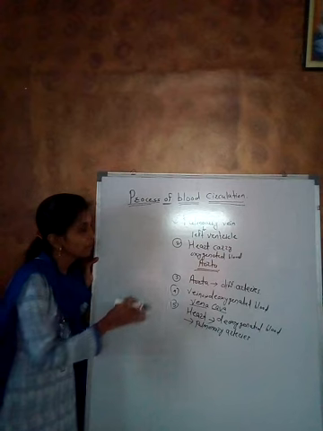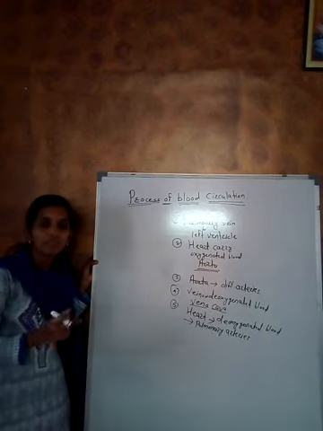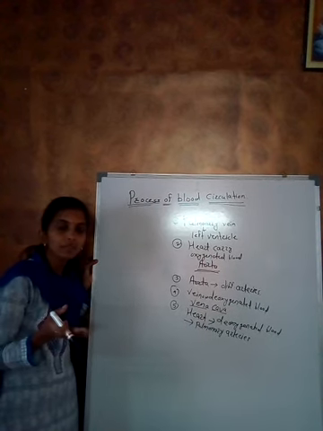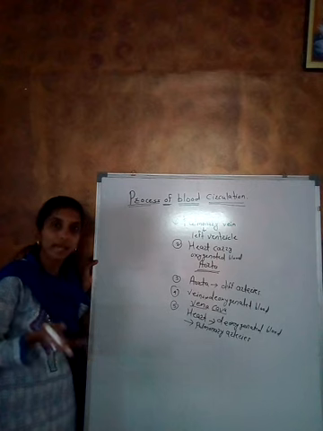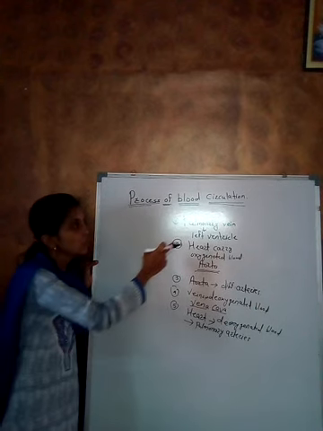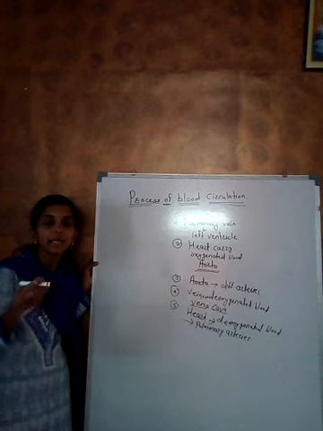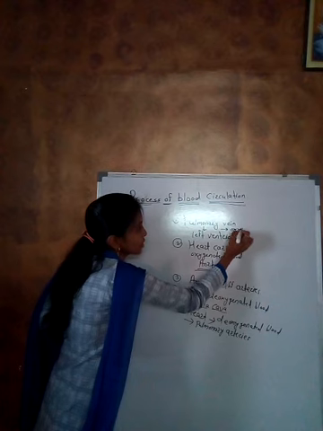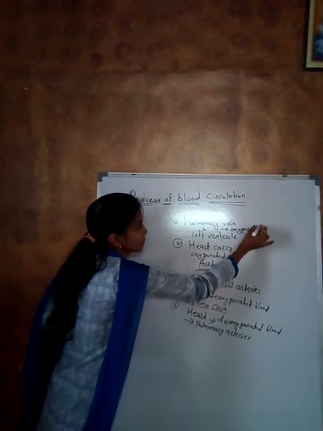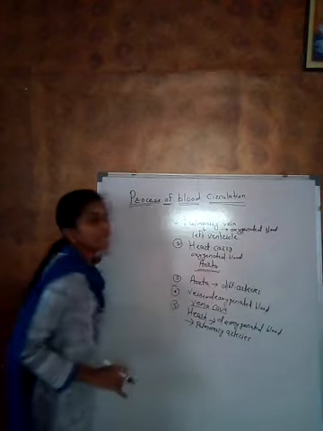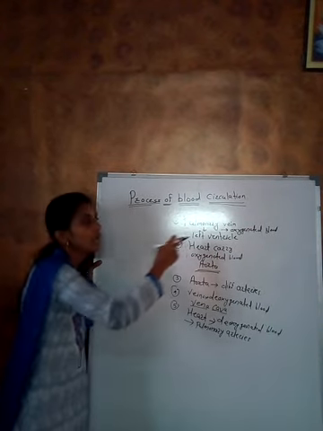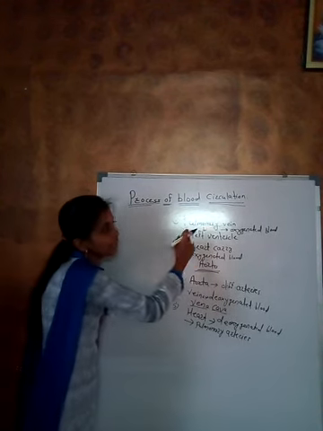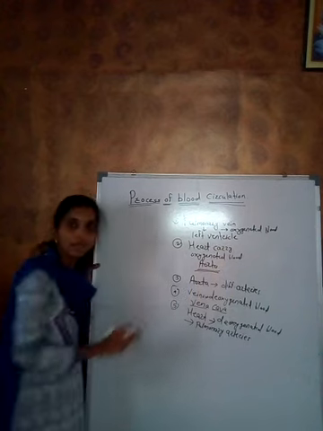I will explain one by one again. The first step is the pulmonary veins. There are different types of blood vessels: veins, arteries and capillaries. The pulmonary veins carry the oxygenated blood to the left ventricle, which is a chamber of the heart.